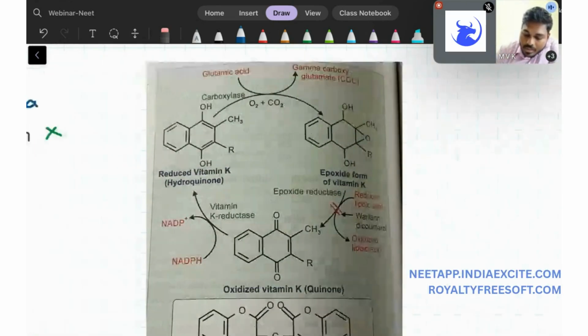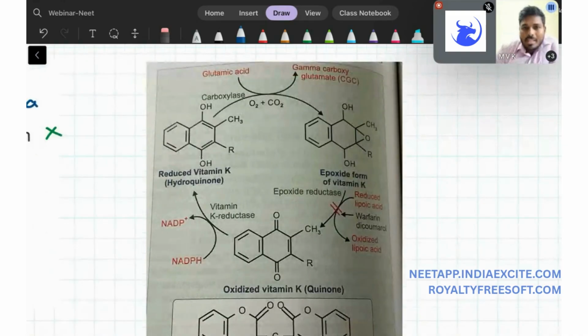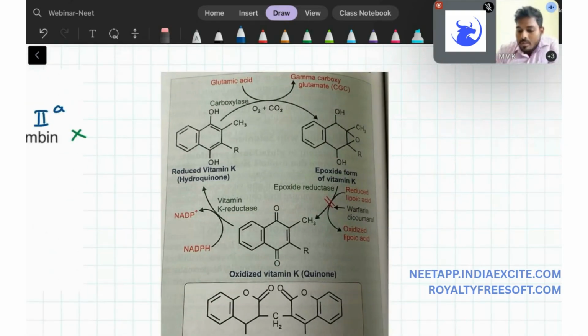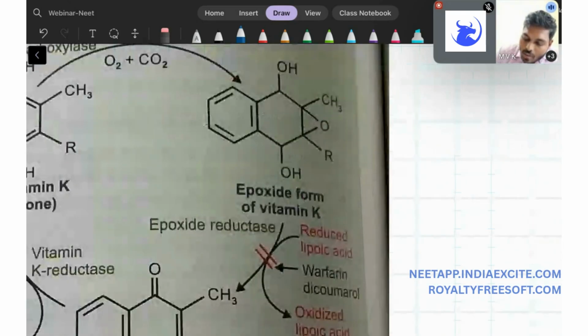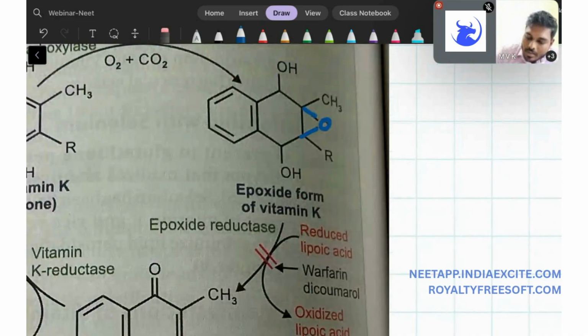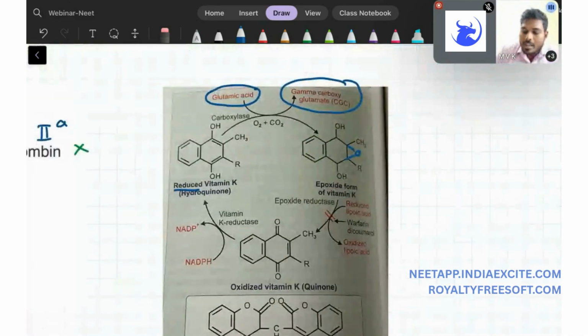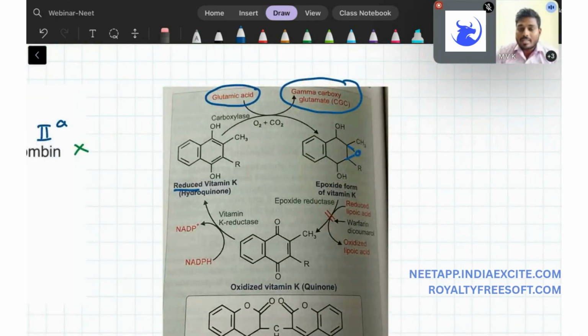As you can see, this is basically a redox reaction. First thing you just keep in mind, and this is not from your NCERT book, this is for you to understand. Basically we have an enzyme that converts, this is a conversion reaction taking place. You can see the reduced vitamin form is getting converted to its epoxide form. Someone who has more inclination towards organic chemistry would like this, I guess, right?